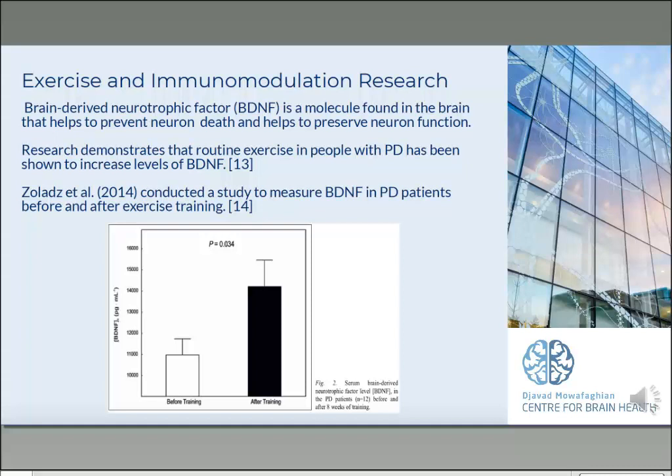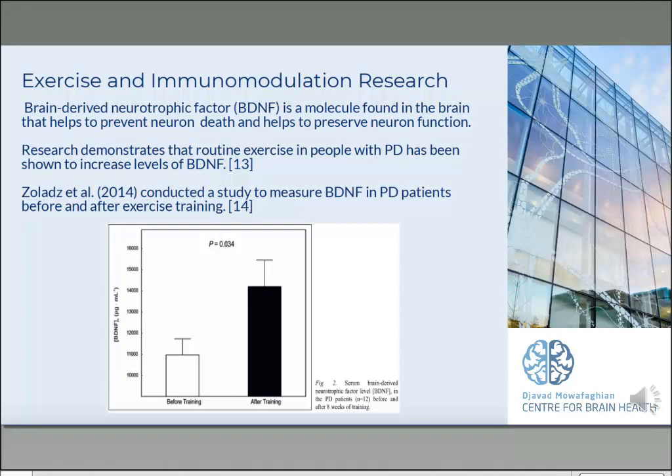Another interesting topic in research in Parkinson's disease is exercise and immunomodulation. Research demonstrates that brain-derived neurotrophic factor, BDNF for short, is widely expressed in various parts of the human brain. Research also demonstrates that this molecule is involved in several processes such as enhancing the connections between neurons, promoting the development of immature neurons, and prolonging the survival of mature neurons.